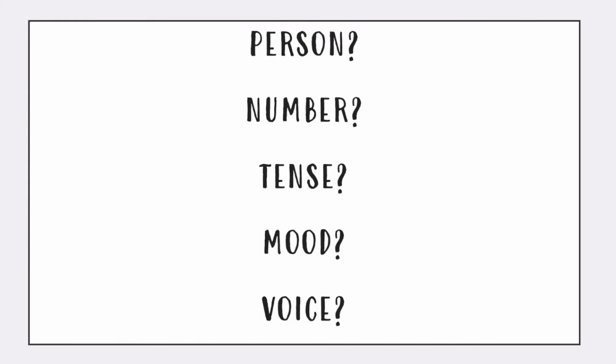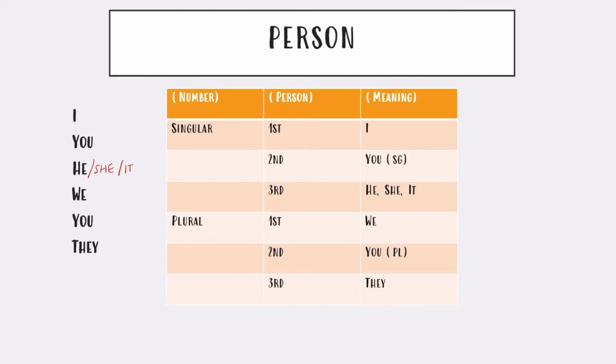So let's get going. First we have the person. This is just who is doing the action. So I, you, he, or she or it, which I will add in a second, we, you, or they. This comes up, there we go, there's our she and it, not just a he who can do the action.